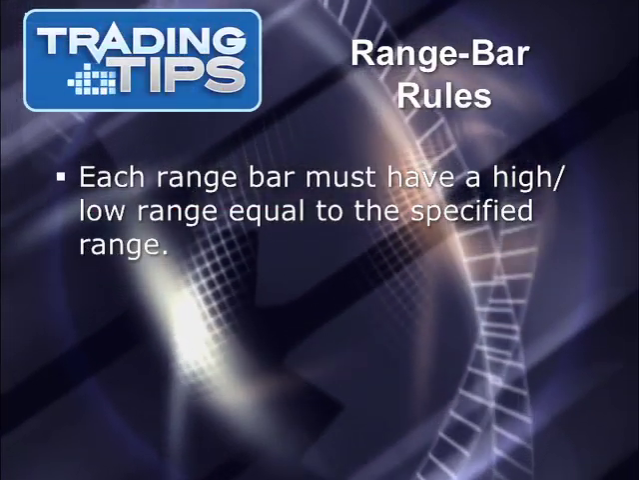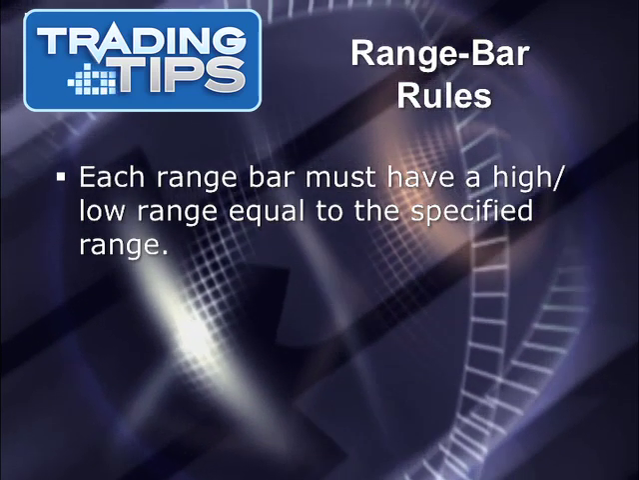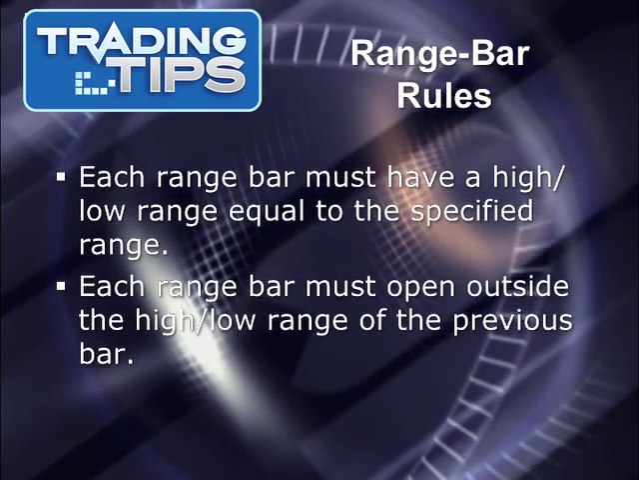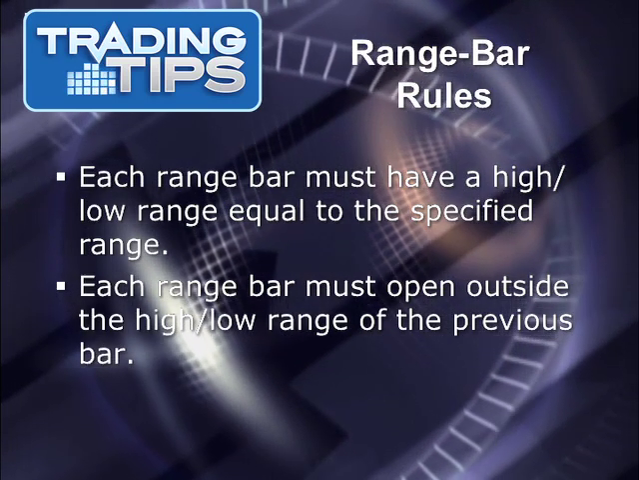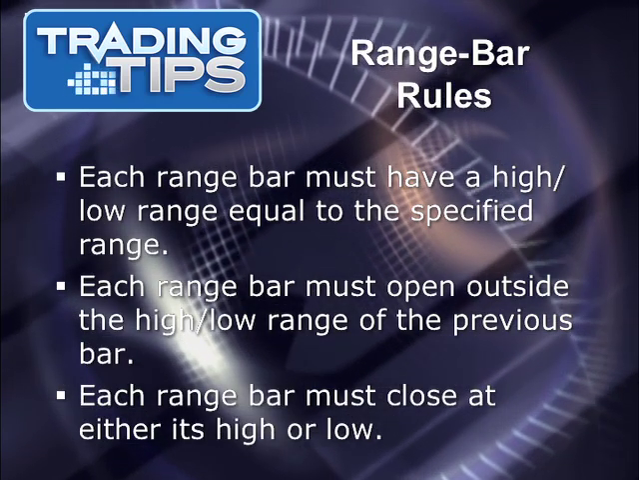Here are the rules for range bars. 1. Each range bar must have a high-low range that equals the specified range. 2. Each range bar must open outside the high-low range of the previous bar. And 3. Each range bar must close at either its high or low.